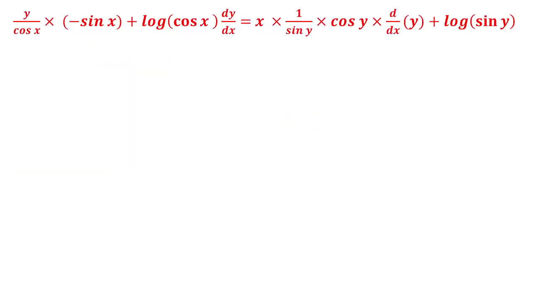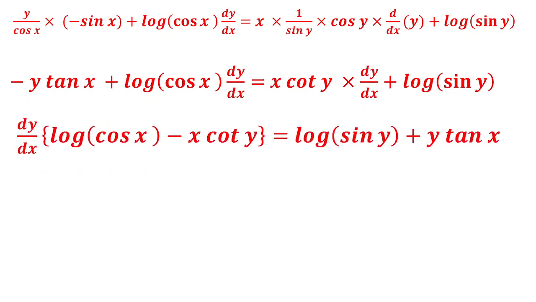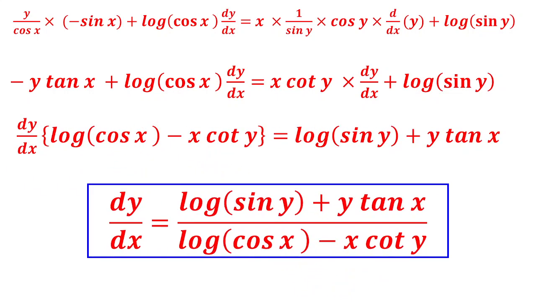Well, now we are continuing, and here sin by cos is tan, therefore I am using it. Cos by sin is cot, I am using it. I am collecting all dy by dx to one side and pushing the rest to the other side. Therefore, dy by dx is log sin y plus y tan x by log of cos x minus x cot y. Okay, well, now this y we have just multiplied. There won't be any problem in that. Therefore, all of you know how to do it.